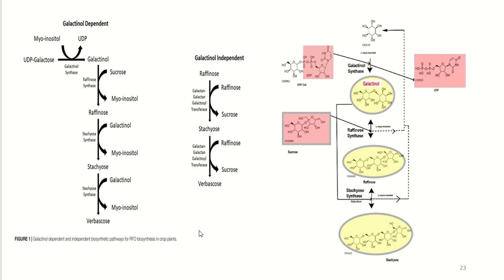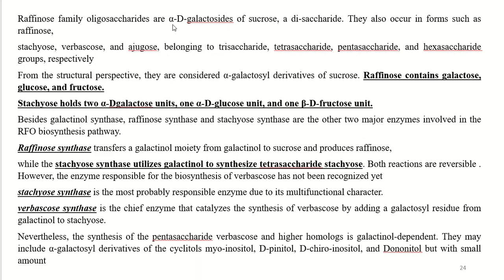RSV, an addition of raffinose to sucrose, nothing else. Same is here, how it is formed. So the raffinose family is D-galactosyl derivatives of sucrose, a disaccharide. They occur in the form of raffinose, as I said, stachyose, verbascose, and ajugose, belonging to trisaccharide, tetrasaccharide, pentasaccharide, and hexasaccharide respectively.